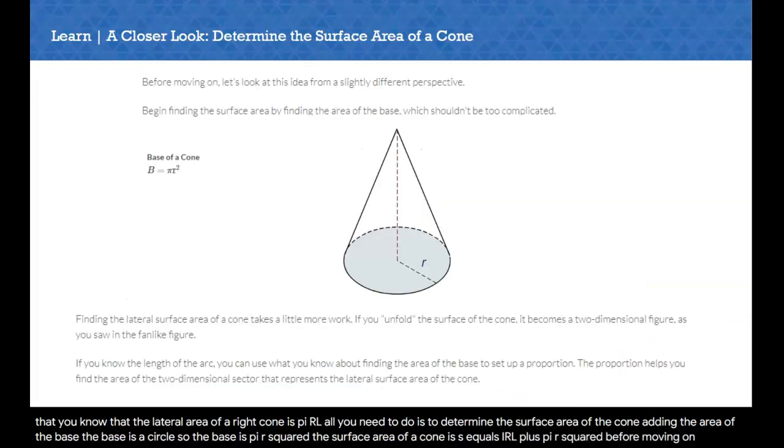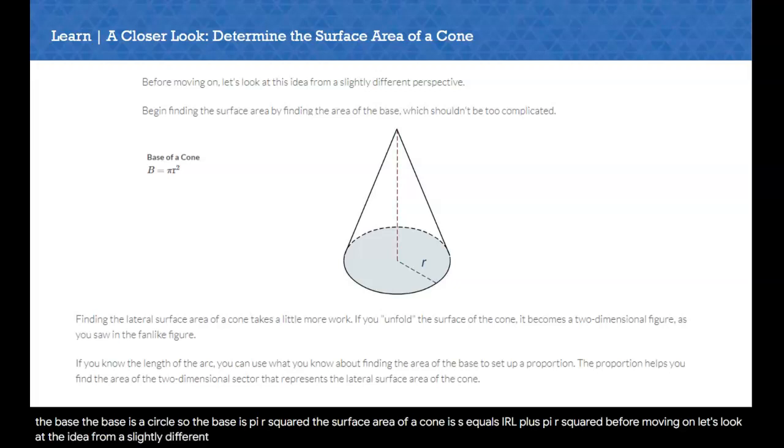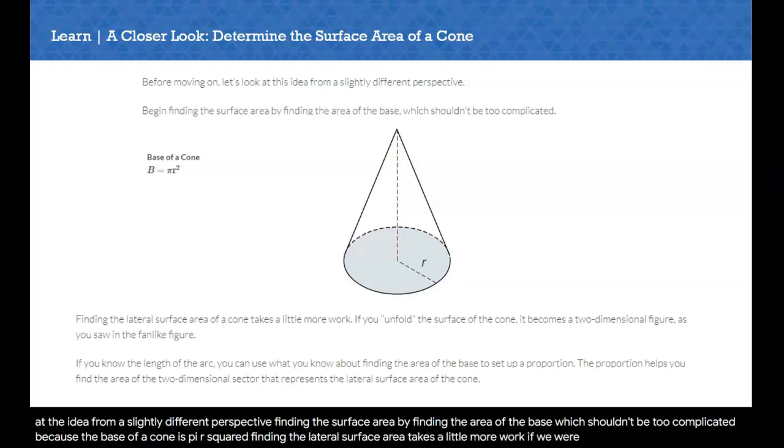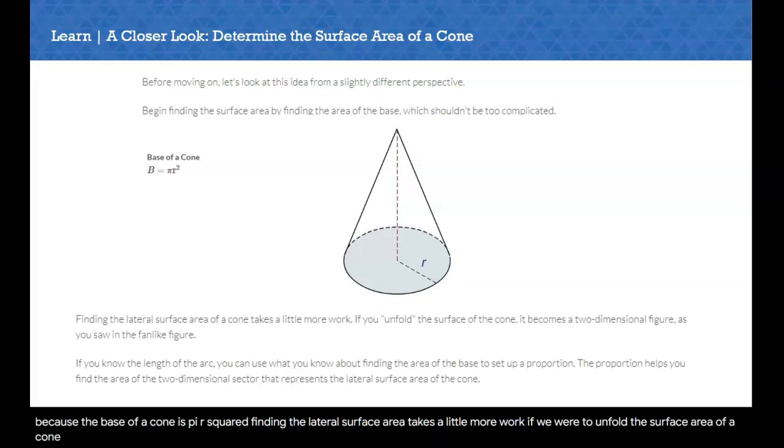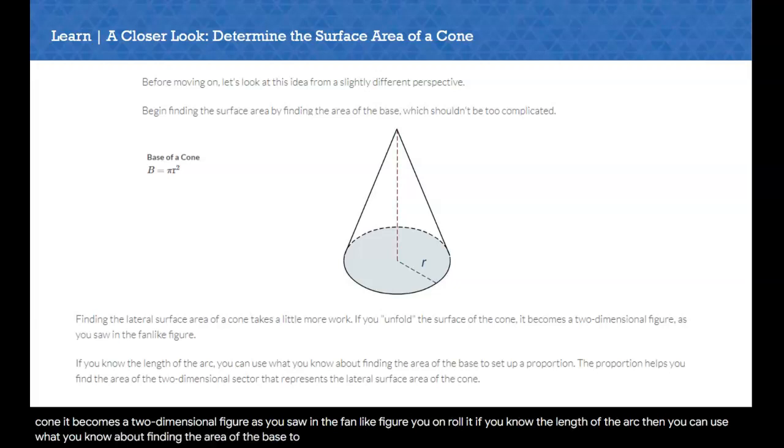Before moving on, let's look at the idea from a slightly different perspective. Finding the surface area by finding the area of the base shouldn't be too complicated, because the base of a cone is pi r squared. Finding the lateral surface area takes a little more work. If we were to unfold the surface area of a cone, it becomes a two-dimensional figure. As you saw in the fan-like figure, you unroll it. If you know the length of the arc, then you can use what you know about finding the area of the base to set up a proportion.